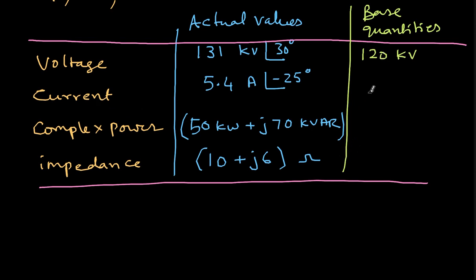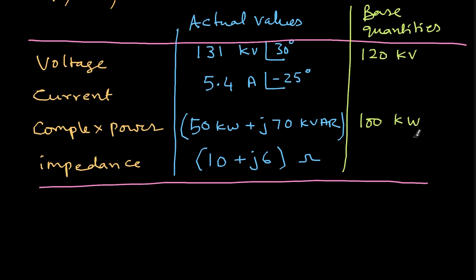Now, what about the base current? Now, base current, I can choose some value. Before I choose the base current, first let me choose the base complex power. Let's define base complex power as 100 kilowatts. Now, there is no reactive power again.